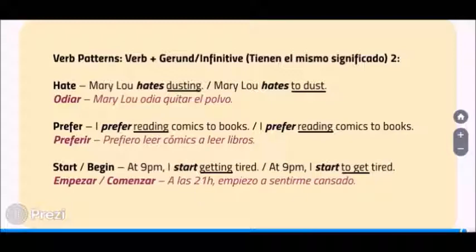Prefer. I prefer reading comics to books. I prefer to read comics to books. Start or begin. At 9 p.m., I start getting tired. At 9 p.m., I start to get tired.